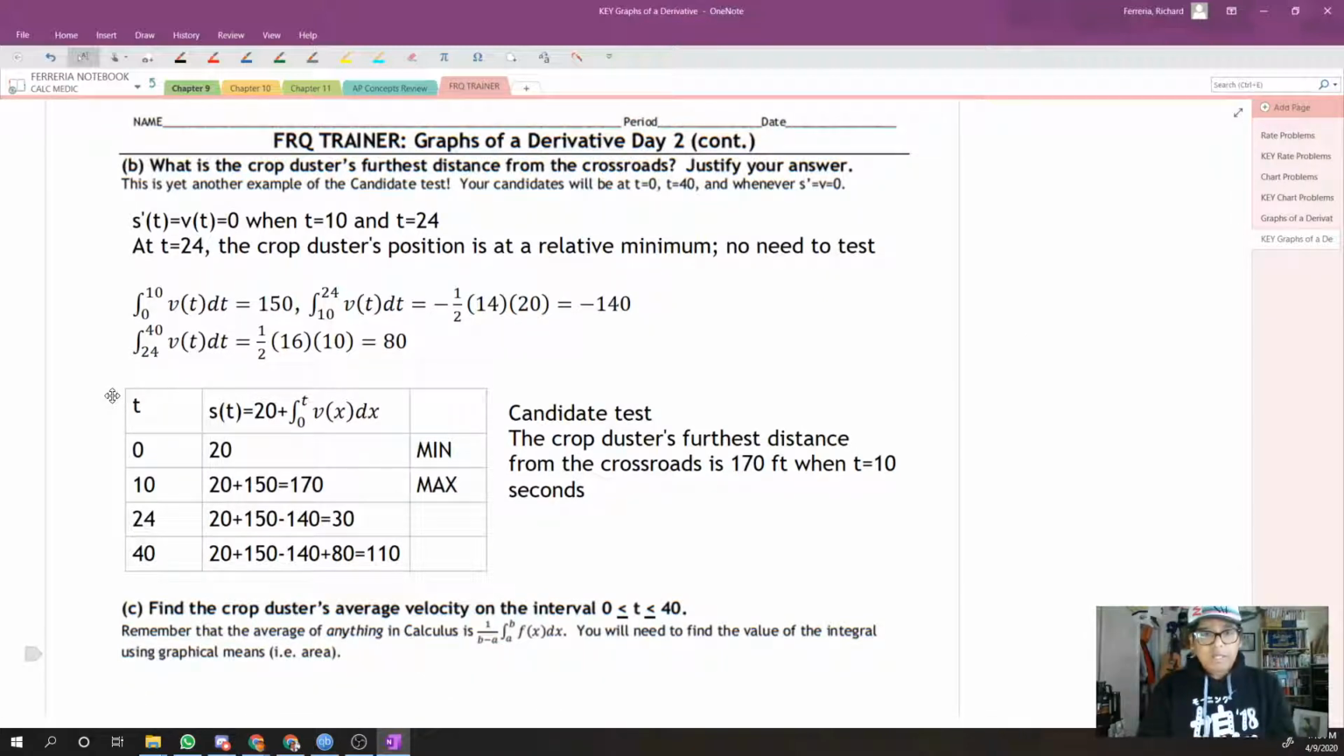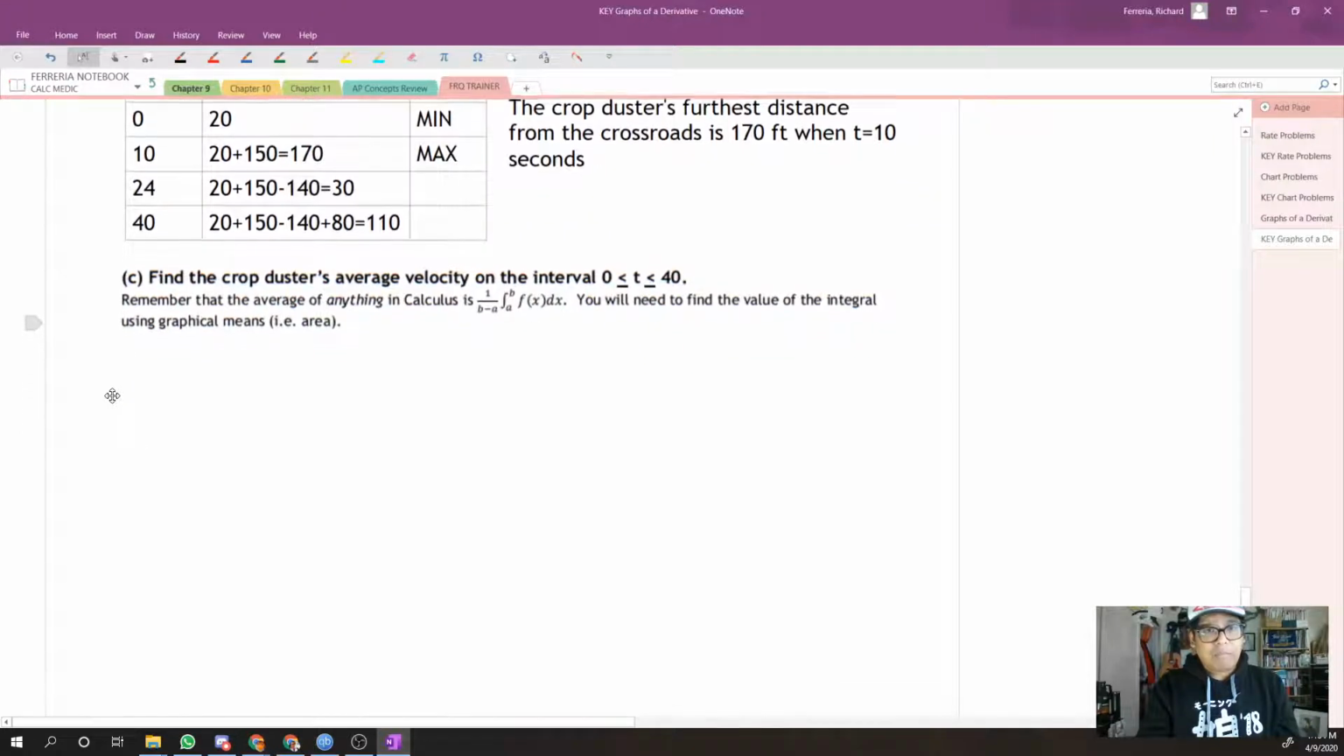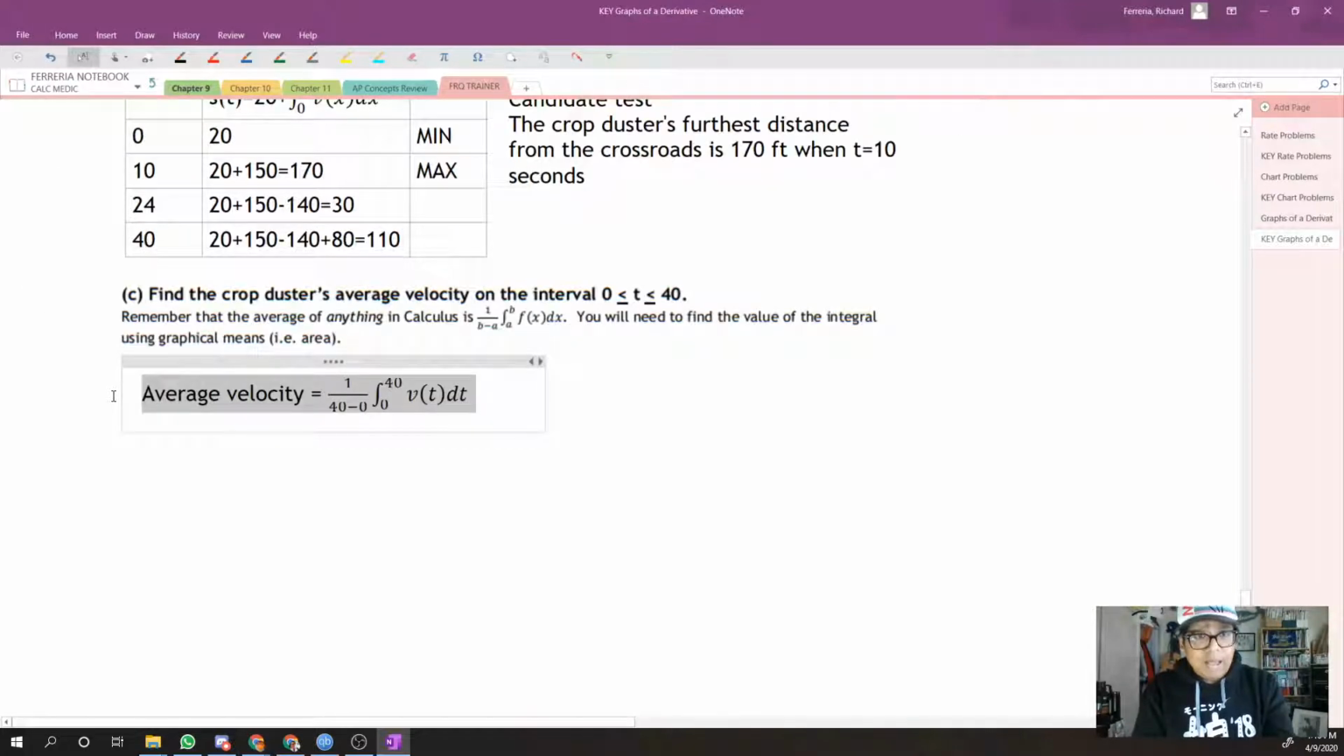Finally, we're going to go on to the average velocity. And it's the same old thing. I think we've done this practically every day that we've been doing FRQ trainers. But how do I find an average? The average of anything is its integral divided by the difference in time. So what is the integral from 0 to 40 then?